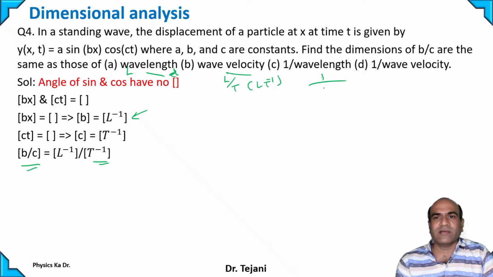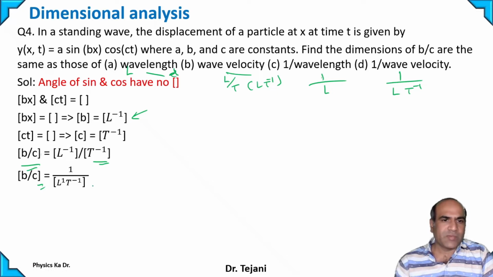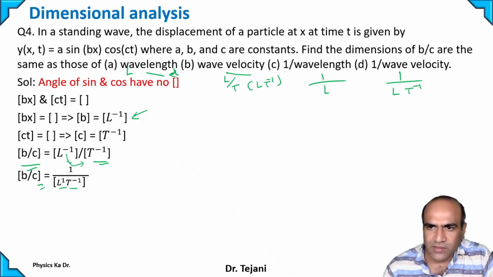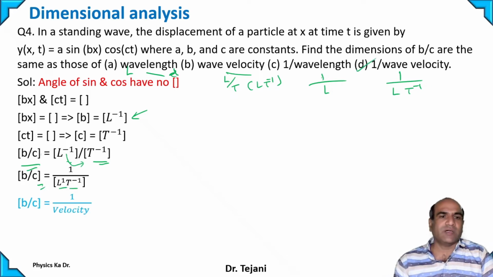Wavelength is distance, so here we need 1 by L T minus 1. So we can put simply 1 by L, just move this, so it becomes L power 1. So you can compare. Option number D is correct, 1 by velocity, wave velocity. So option number D is the correct one.